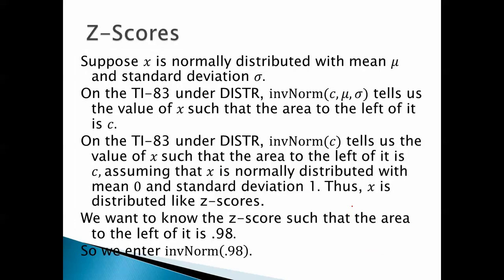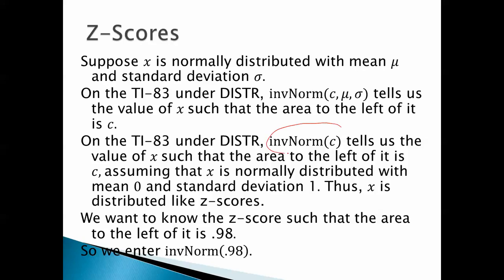Suppose x is normally distributed with mean mu and standard deviation sigma. On the TI-83, under DISTR, invNorm(c, mu, sigma) tells us the value of x such that the area to the left of it is c. We've seen that before. On the TI-83 under DISTR, invNorm(c), if you don't include the mu and the sigma, tells us the value of x such that the area to the left of it is c, assuming that x is normally distributed with mean 0 and standard deviation 1.